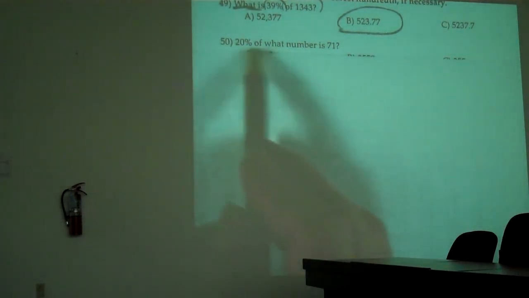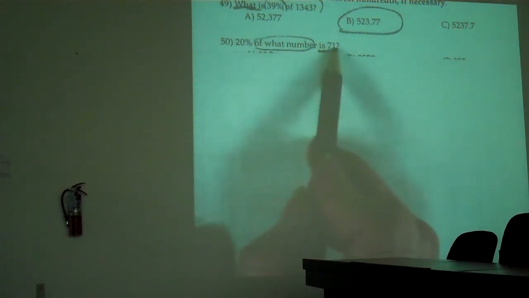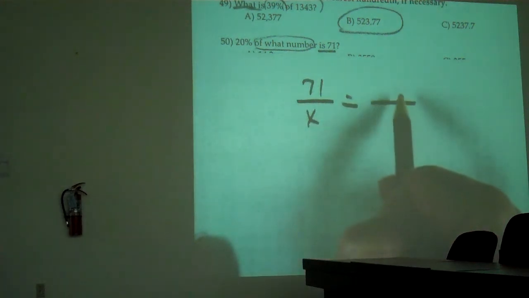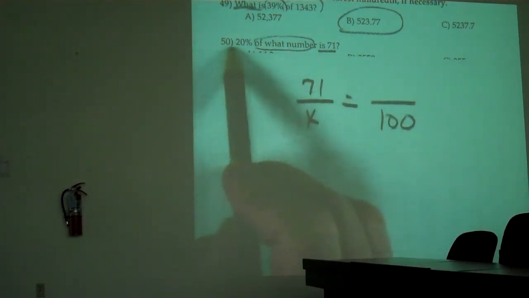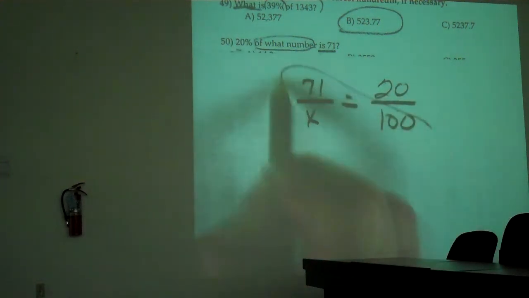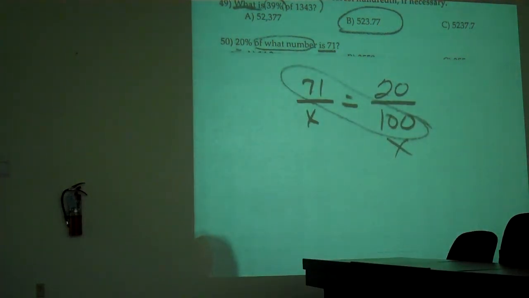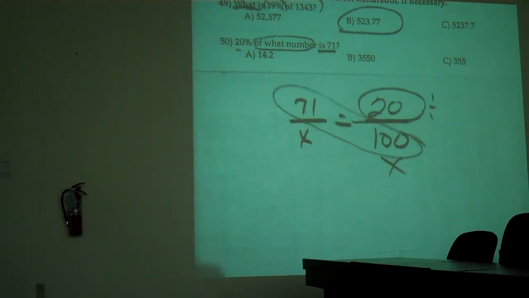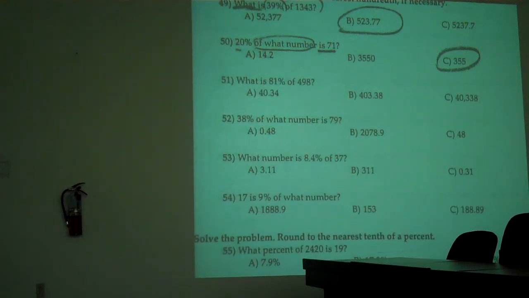20% of what? You don't know the of this time. You know the is. The is goes over the of. Percent goes over 100. The percent is 20. Multiply 71 times 100, divide by 20. 7100 divided by 20 is what? 355. Okay? So I'll leave those for you to do on your own. These you just put it in there. So those all you don't know the is or the of on all those.